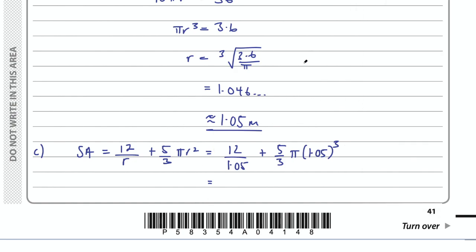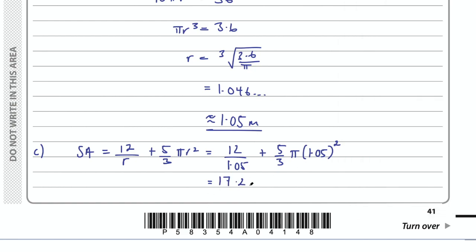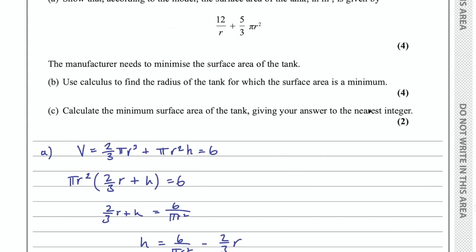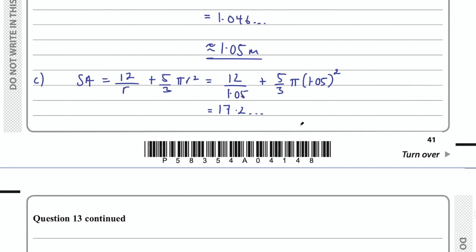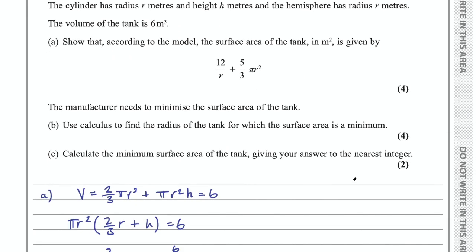Oops, sorry, I've just realized I've got that cubed and that squared mixed up. Sorry about that. So putting that in again, when we have the squared term, I get 17.2 and so on. Let me just double check again. I always forget giving your answer to the nearest integer. Okay, so this is going to round off then to 17 meters, sorry, 17 meters squared for the surface area. Okay, so that was question 13 for a total of 10 marks.